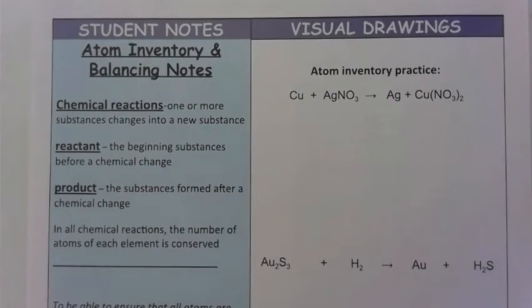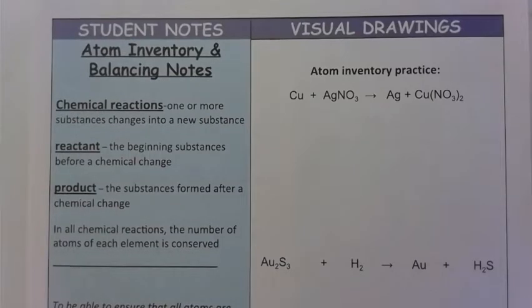Today's video is going to focus on what we call an atom inventory and balancing chemical reactions. This is one of the true hearts of chemistry, where we're going to talk about how chemical compounds and elements, no longer looking at their individual properties, but how they chemically react and combine together with each other to form new compounds and new materials.